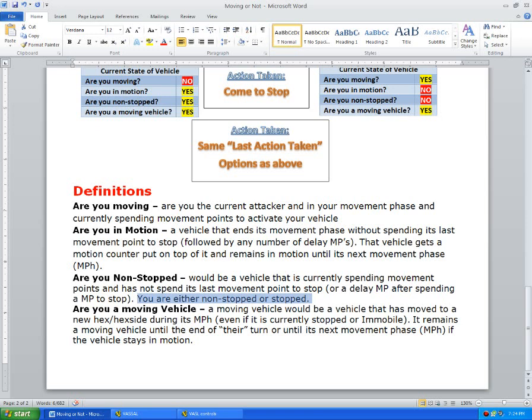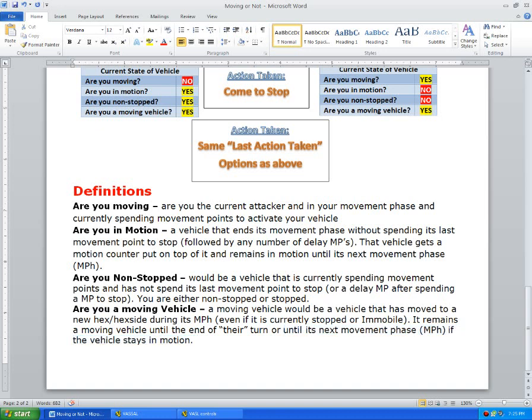And last but not least, are you a moving vehicle? A moving vehicle is a vehicle that has moved to a new hex or hex side during the movement phase, even if it's currently stopped or immobilized. Even if you're currently stopped, it remains a moving vehicle until the end of its turn, or it'll remain a moving vehicle until the next movement phase if the vehicle stays in motion. And you'll see how all these come into play a little bit later.